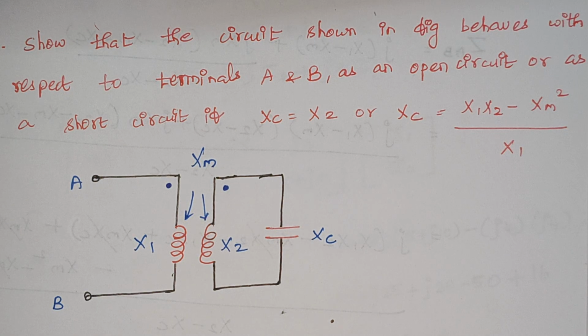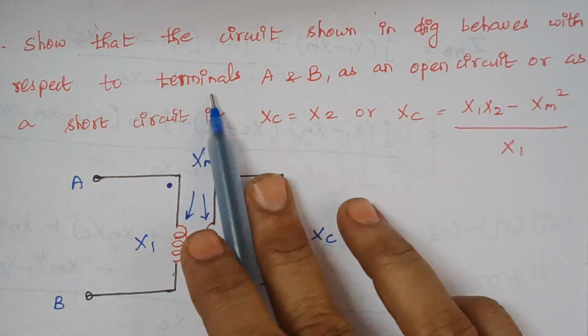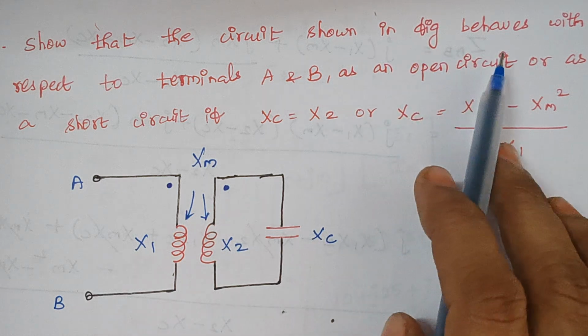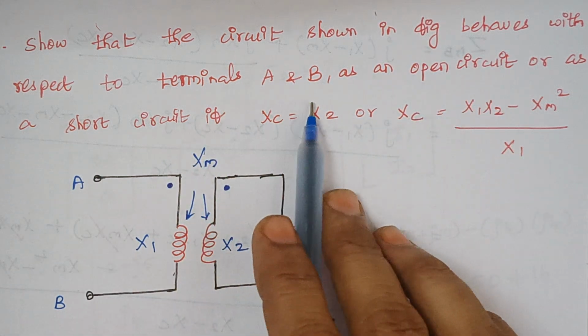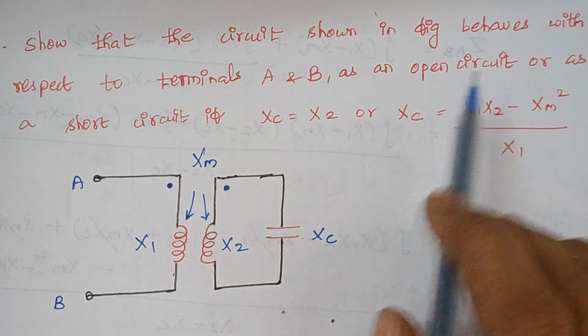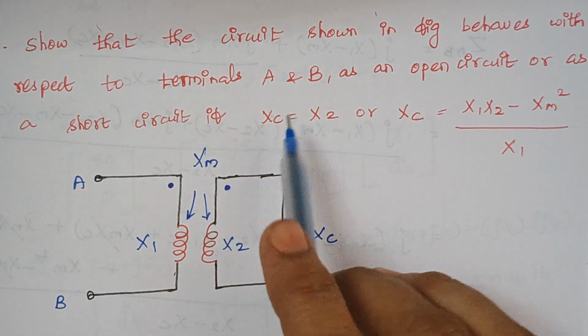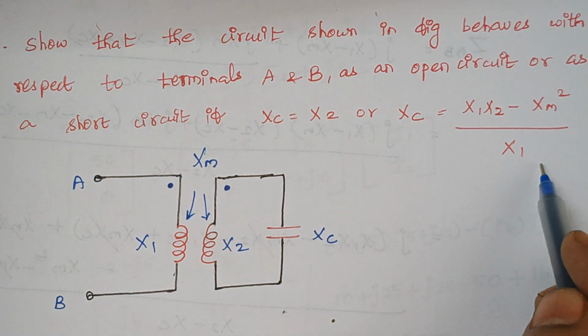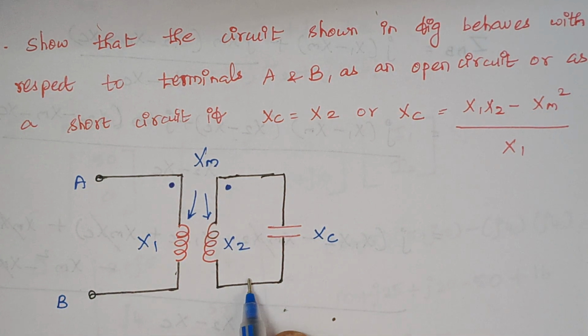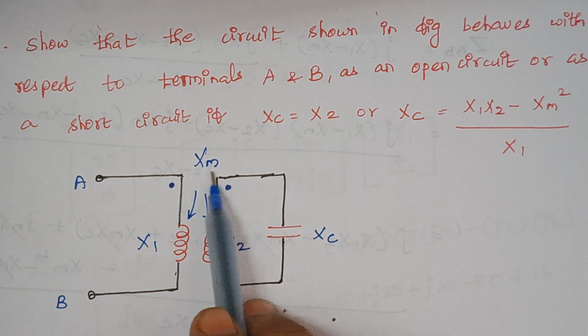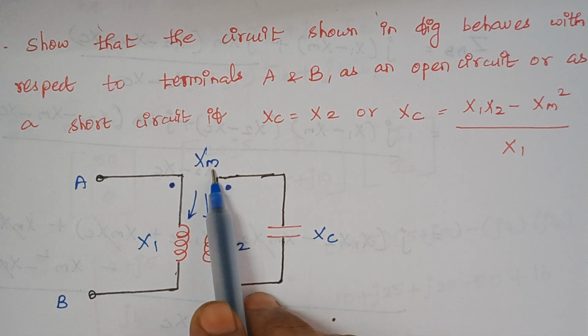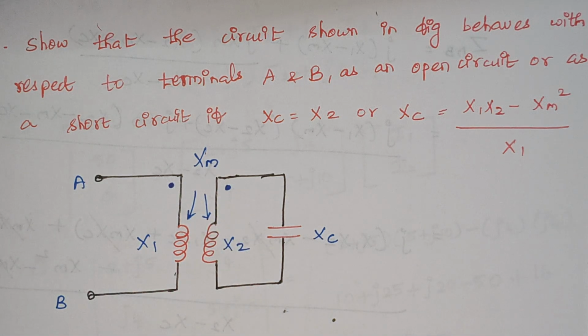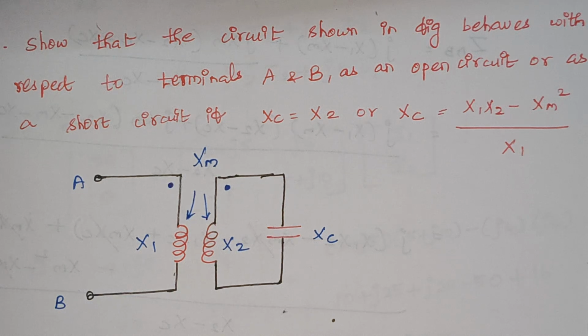Today we are going to solve problems related to coupled circuits. The problem is: show that the circuit shown in the figure behaves, with respect to terminals A and B, as an open circuit or as a short circuit if Xc equals X2 or Xc is given by this expression. Here is the given circuit diagram, and Xm is the mutual reactance that exists between these two coils. Right. So now we are going to redraw the circuit diagram.